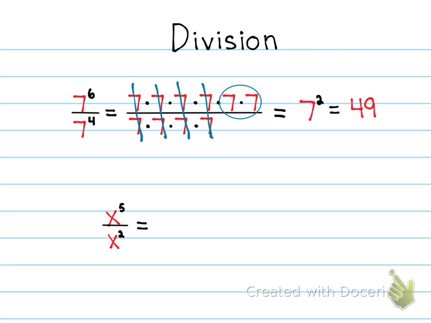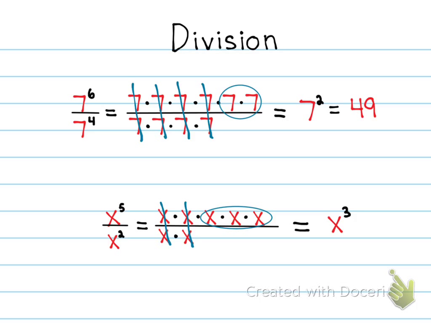And remember, we can do the same thing with variables. X to the 5th power just means x times itself 5 times. And I can do the same thing with an x over an x, because any number over the same number is just going to give me 1. And then I look at what's left. I've got x times itself 3 times. So that's going to give me x cubed.